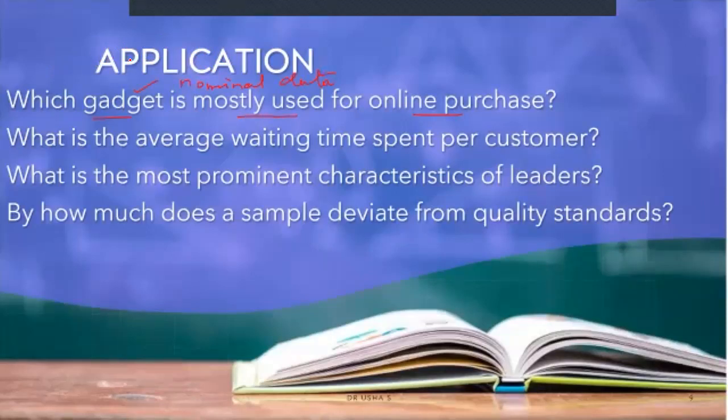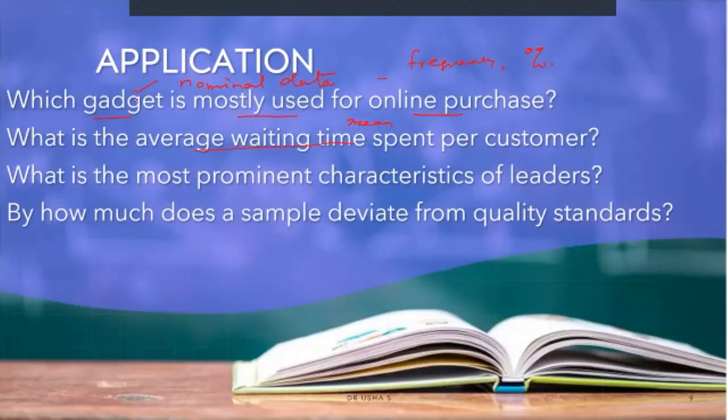And which gadget is mostly used for online purchases? You can talk about frequencies. You can talk about percentages. So this is more of a descriptive analysis that can answer this question. Next is, what is the average waiting time spent per customer in a queue, maybe in a bank or in a shop? So here you have the average waiting time. So this is more of an interval data, and you can use mean or arithmetic average to find this.